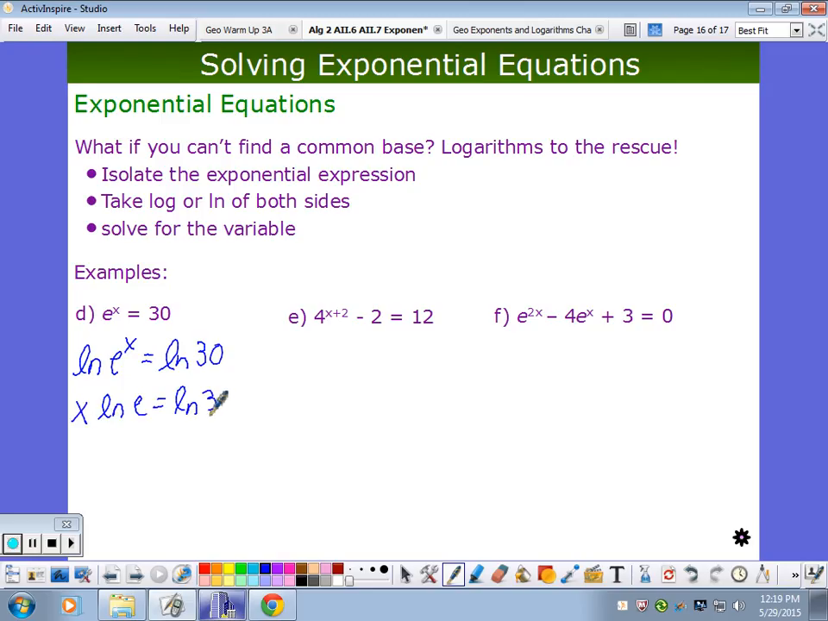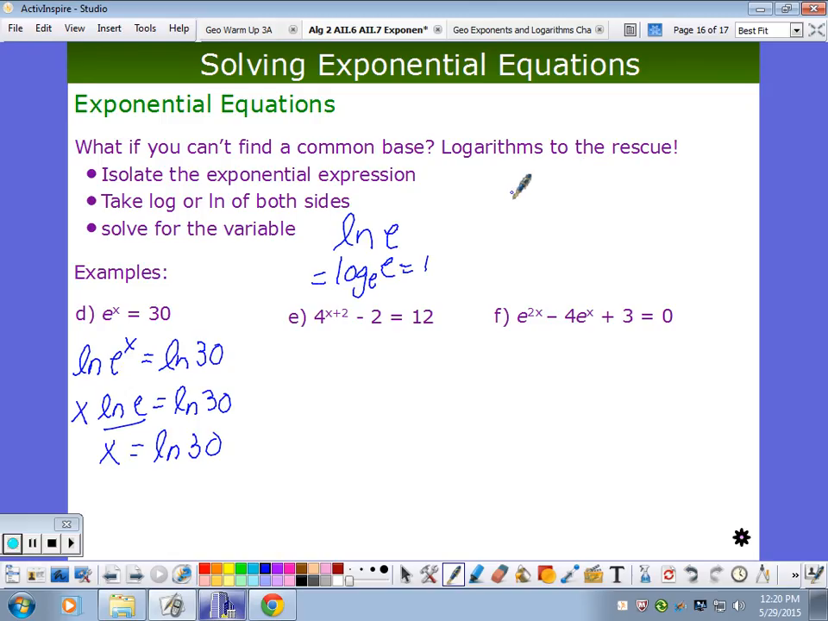Now, wait a second. What is natural log of e? Let me rewrite it as log base e of e. E to the what is e? 1. Yeah? So this x, here we go. Anytime you take a log with the same base as that thing, you get 1. So if you see an e to the x, e is your base, use ln, don't use log.